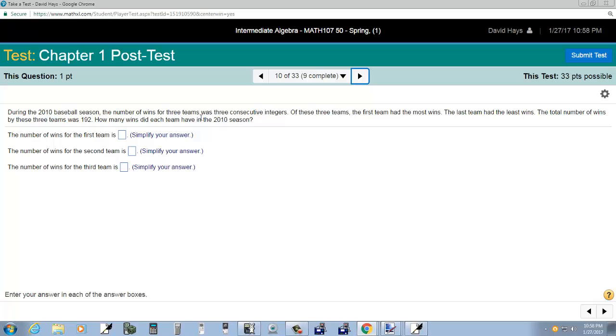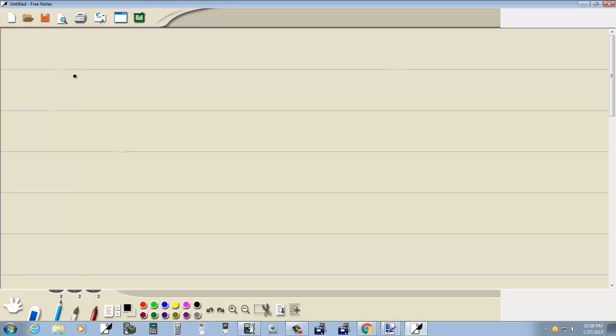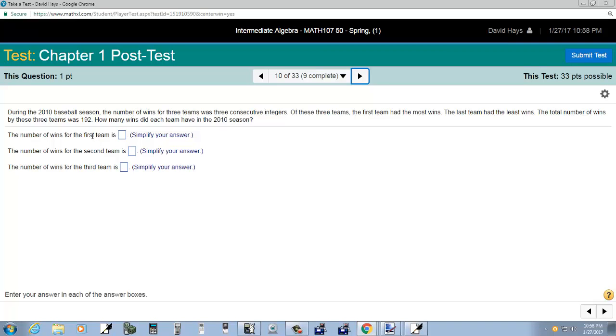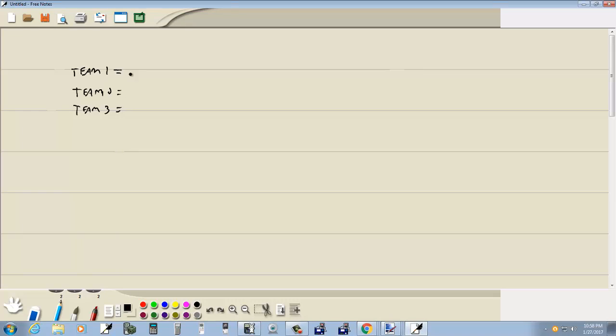Okay, I think the key part here is it says 3 consecutive integers, which means team 1, team 2, and team 3. I probably shouldn't say that because that won't necessarily correspond to these first, second, and third here. This would be x, this would be x plus 1, and this would be x plus 2.